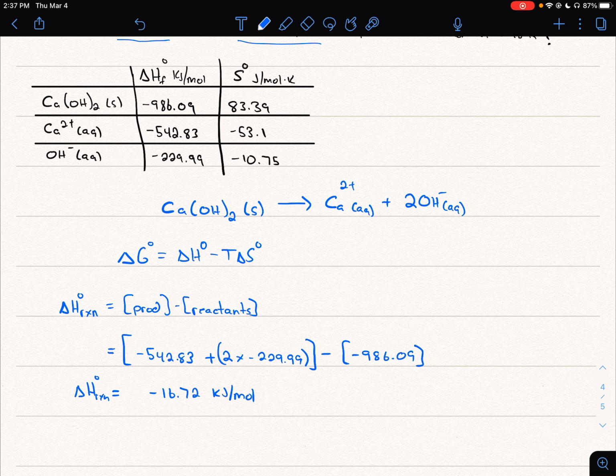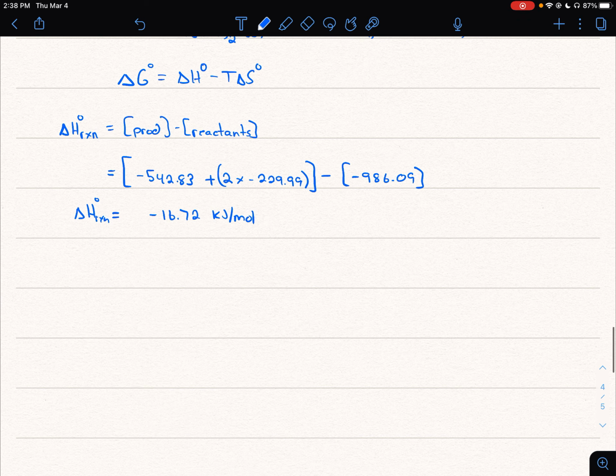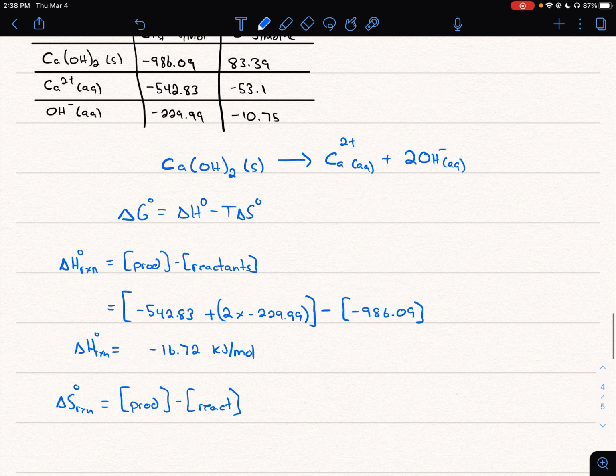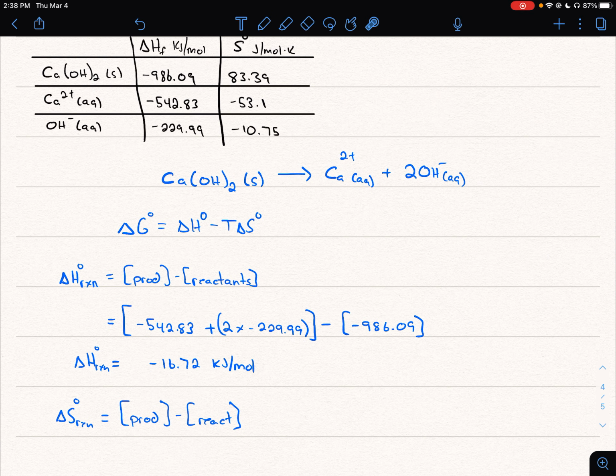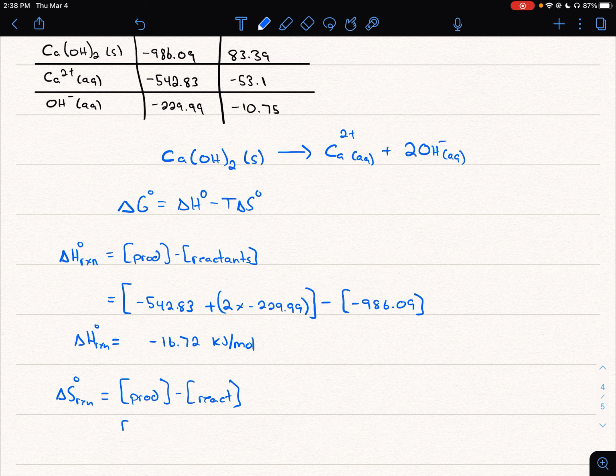Okay, so we now have delta H. We're going to do the same process for delta S. And so we're going to have our delta S of reaction. It's going to be equal to, just like delta H, the sum of the products minus the sum of the reactants. But now instead of our delta H values, we're going to be using these delta S values. And we're going to set it up the same. And so we have our products.